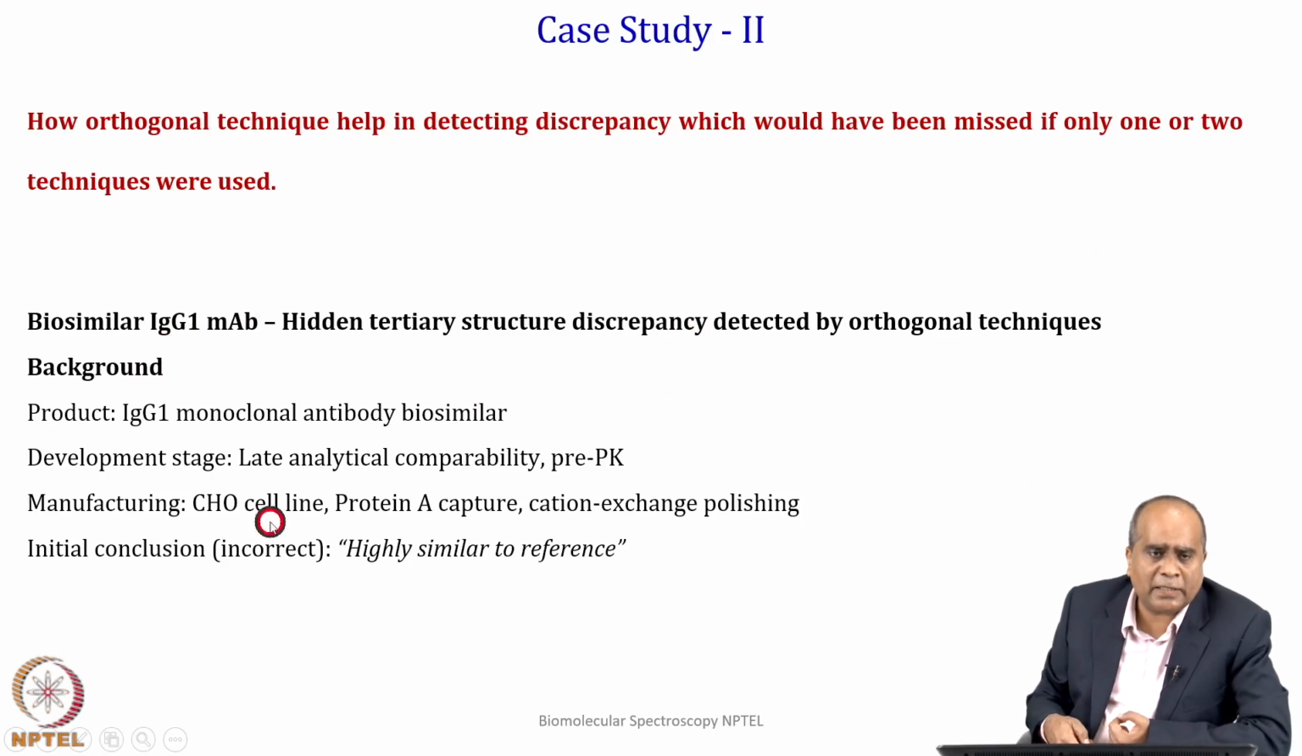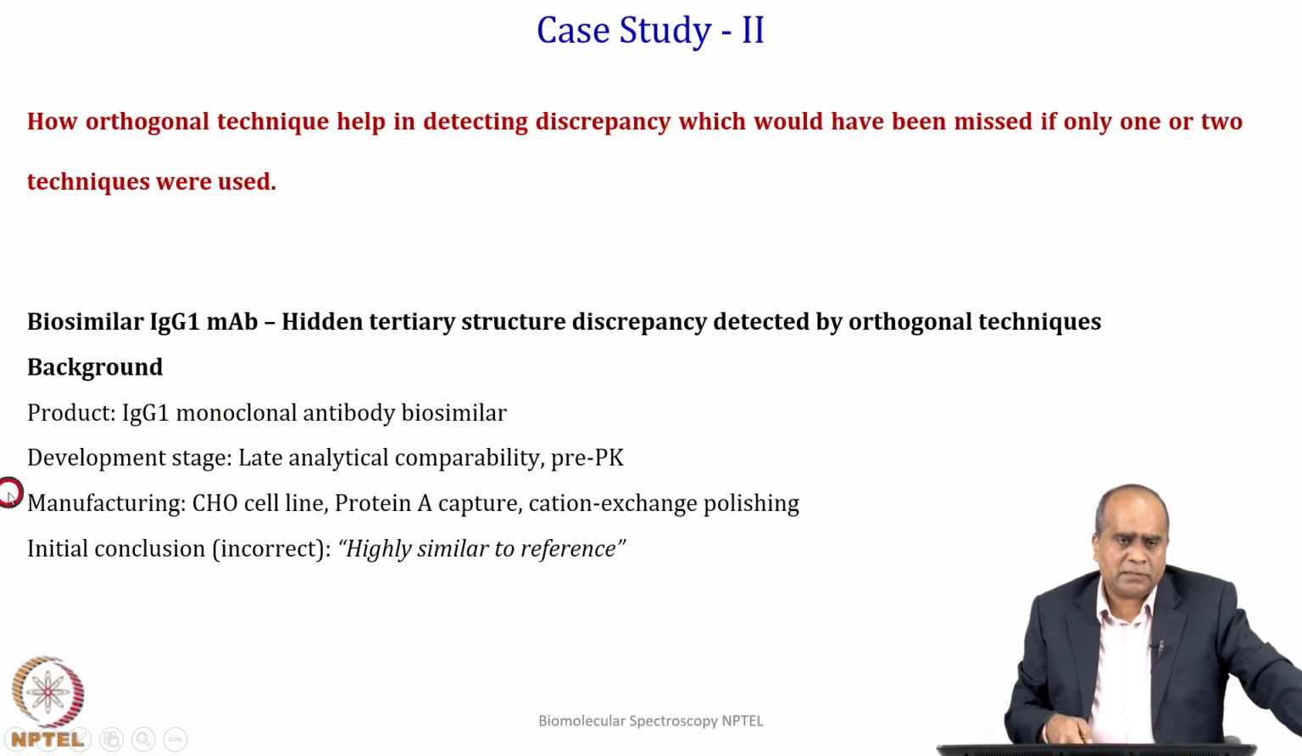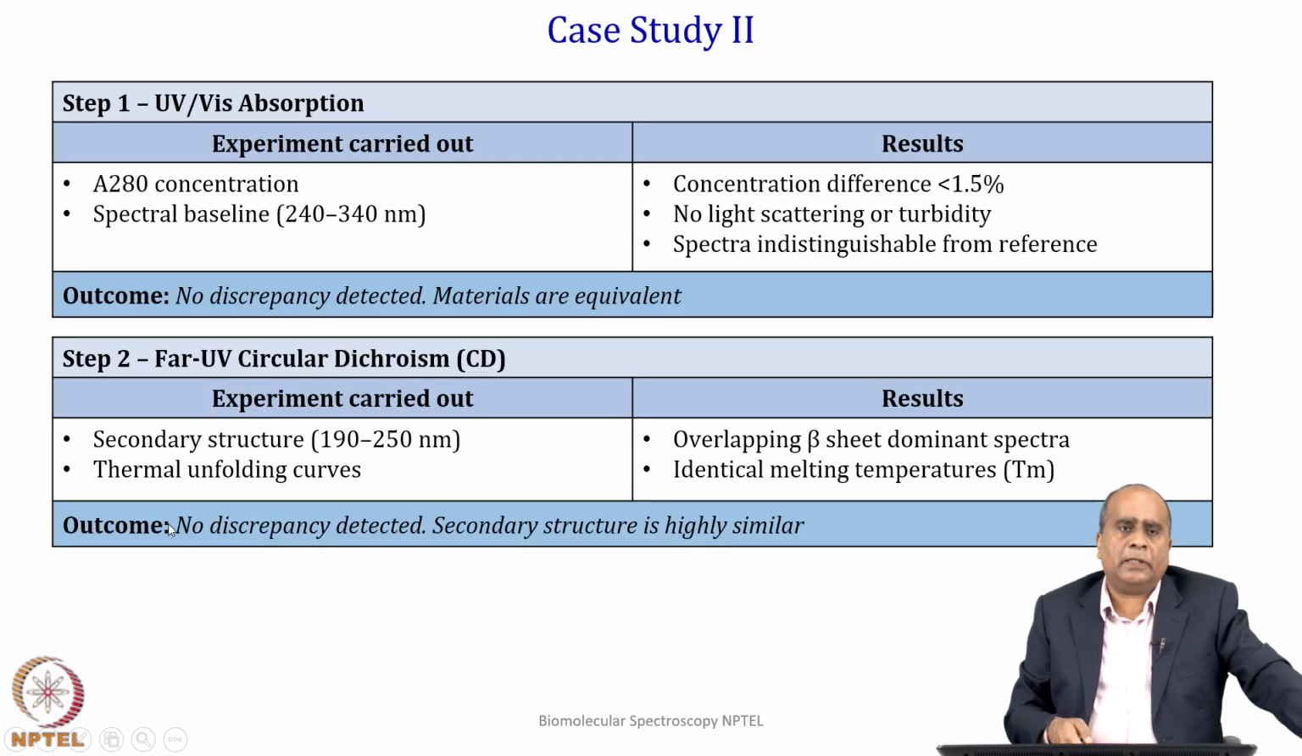So, the product that we are taking is an IgG monoclonal antibody biosimilar. Now, development stage, right, we are doing late analytical comparability or pre-PK, where we are invoking this analysis, and manufacture has been done in CHO cell, Chinese hamster ovary cell. Then we purify using protein A capture, and cation and anion exchange polishing has given us pure protein. Now, what we have to do? The initial conclusion is highly similar to the reference product, but maybe it is incorrect. Let us look at how and what.